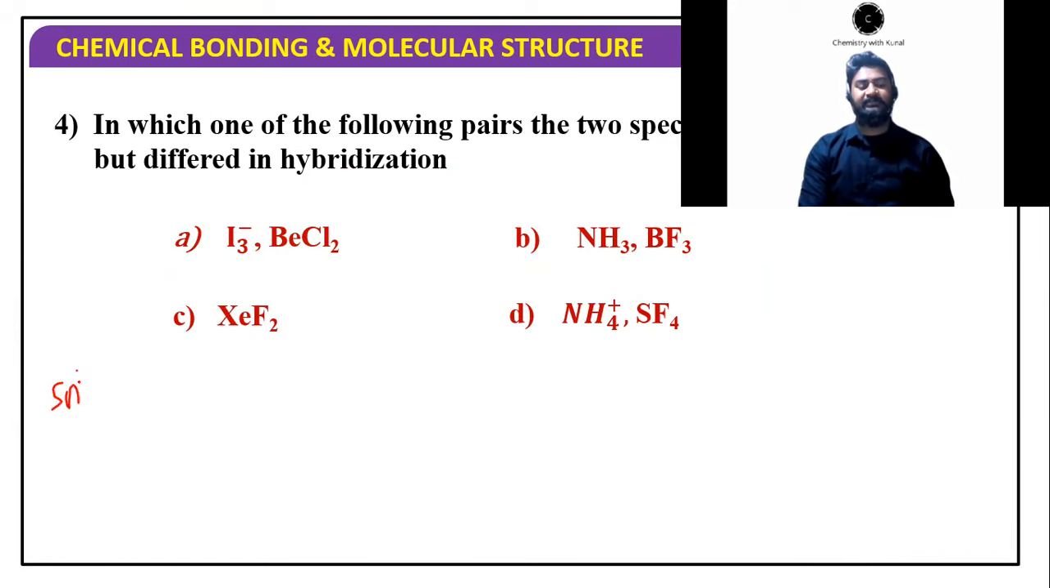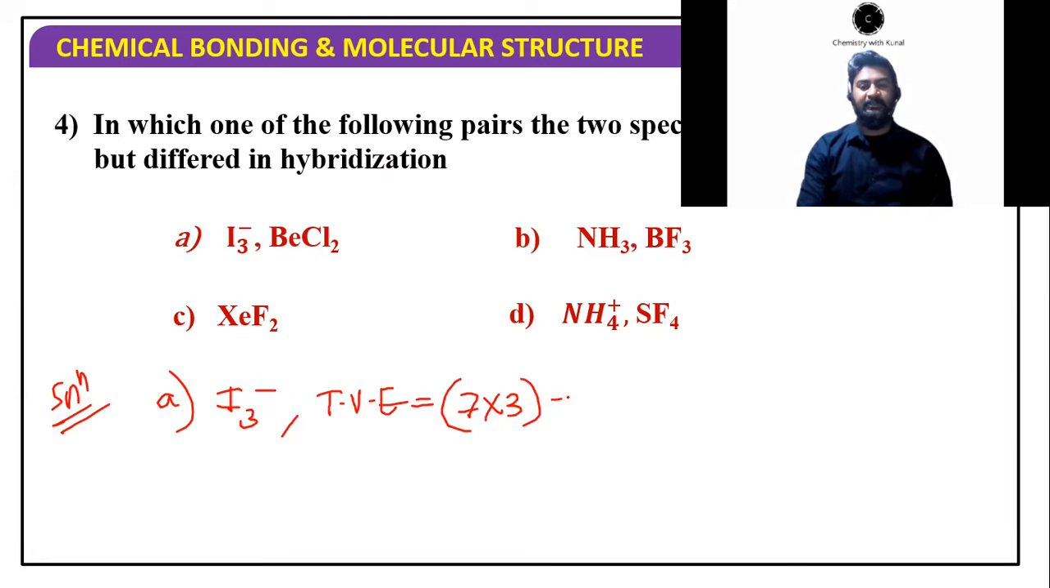How to do it? See, option A, let's explore. I3 minus. Please pause the video, you can try on your own, and then restart the video and check the ideal way. So I3 minus, how many electrons does it have? Total valence electrons will be 7 because of halogen, 3 times because there are 3 atoms, plus 1, that means 22. So 22 divided by 8, 8 2s are 16, remainder 6, quotient 2.